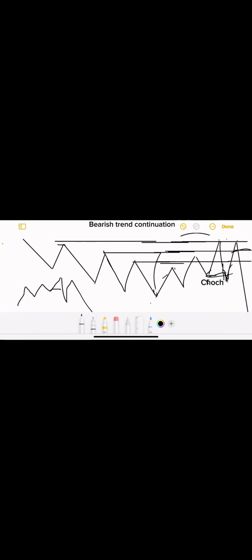Okay, in a lower time frame, then price retracing back, you will now put your stop loss above here. Target to the downside, to clear all these liquidities to the downside. Okay, thank you.